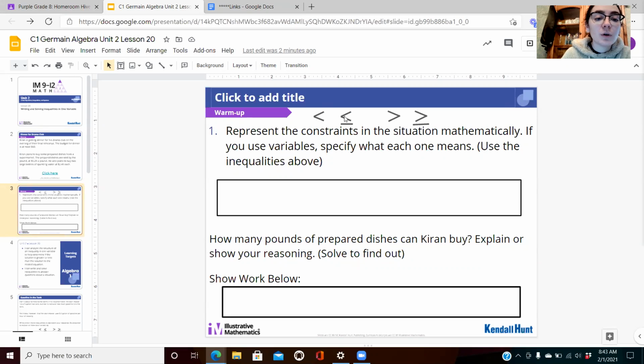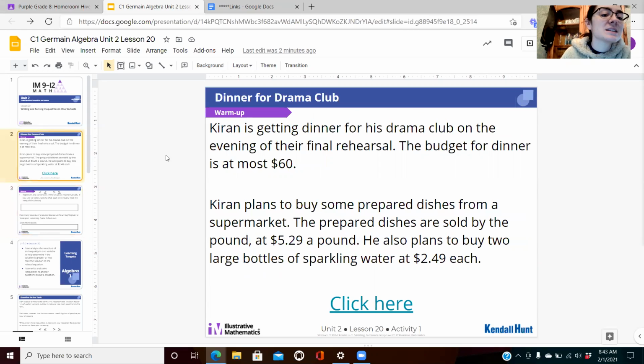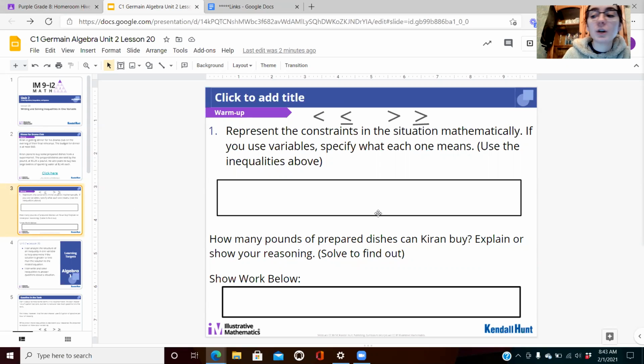We have these inequality symbols above for us to use. I want you to write an inequality, or inequalities, more than one, that represents this scenario. There might be one large inequality that you can write. There might be 2 smaller ones that we might have to put together. So first, I want you to write an inequality or 2 that represents this story. Please, if you use a variable, let me know what that variable stands for.